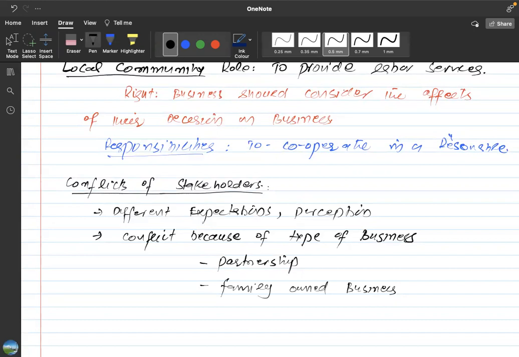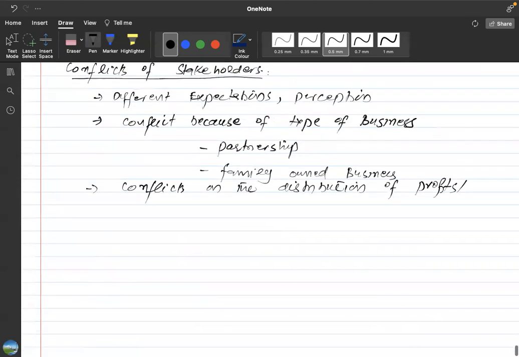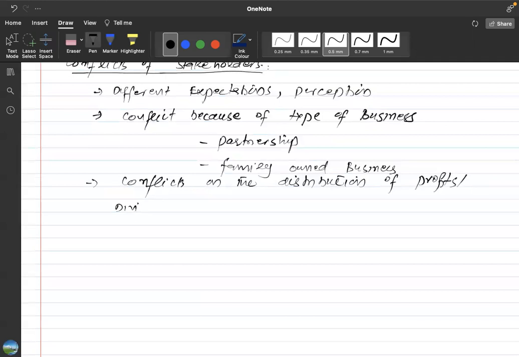Conflict may arise over the distribution of profits, dividends, and investment decisions. Even among the directors, conflict over investment decisions might arise. A few directors might think the business should invest in some area, and a few directors might think the business should not invest because there are likely chances of more losses.